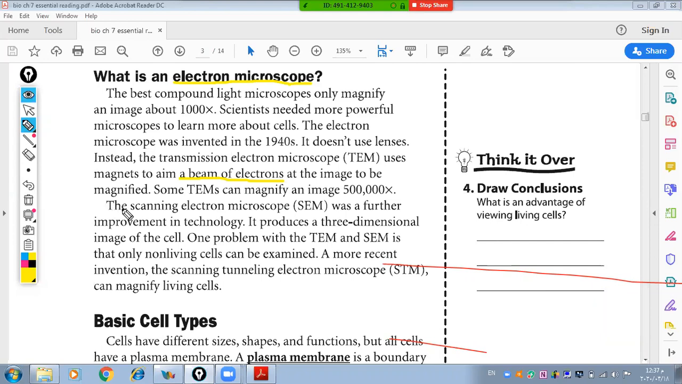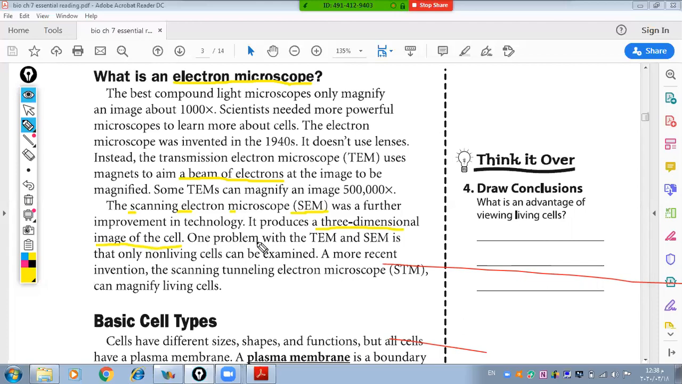But here another point is talking about the different kinds of electron microscope. The first one here is SEM. What is SEM? S for scanning, E for electron microscope. Scanning electron microscope was a further improvement in technology. It produces a three-dimensional image of the cell. So SEM gives us a three-dimensional image of the cell. 3D, yes, 3D.